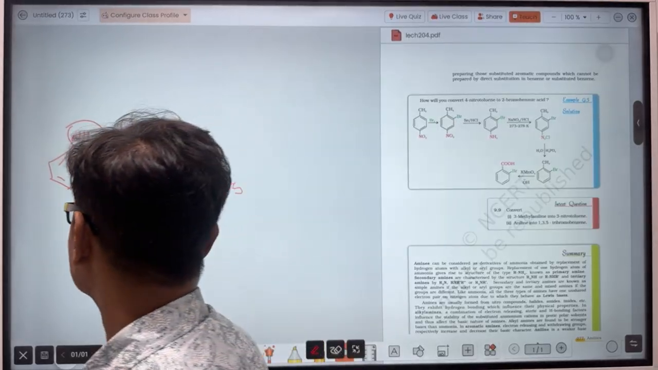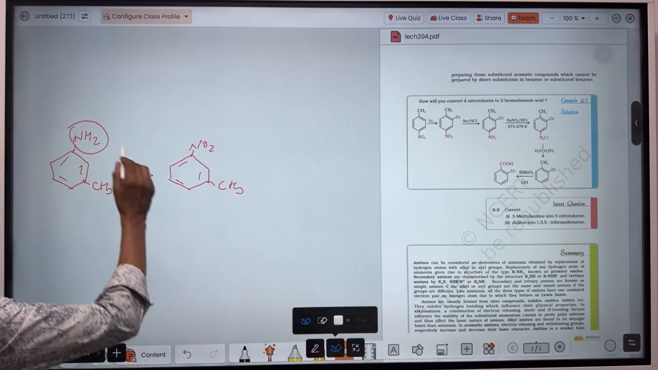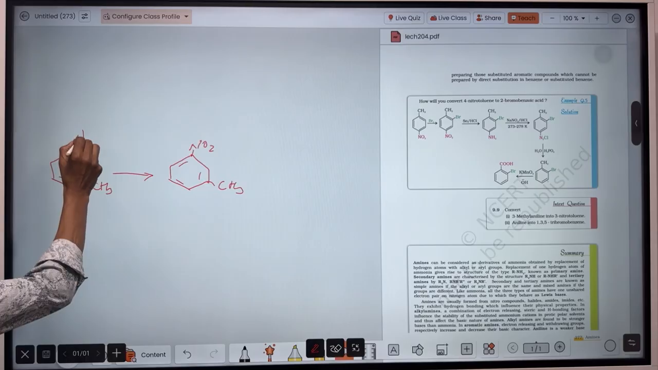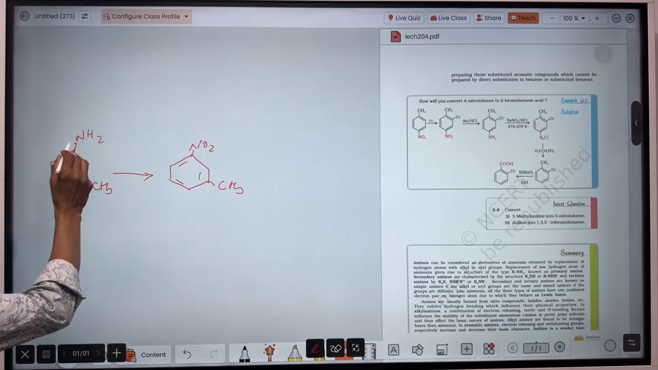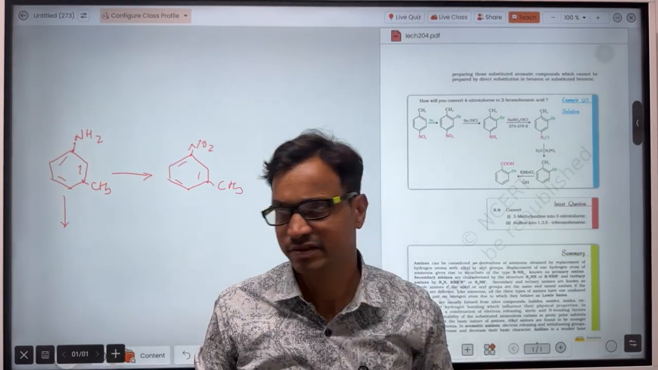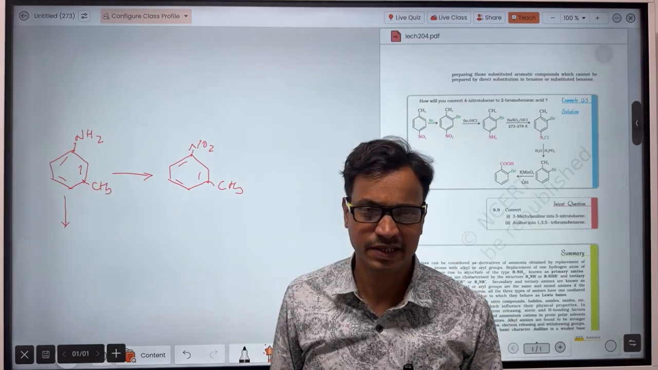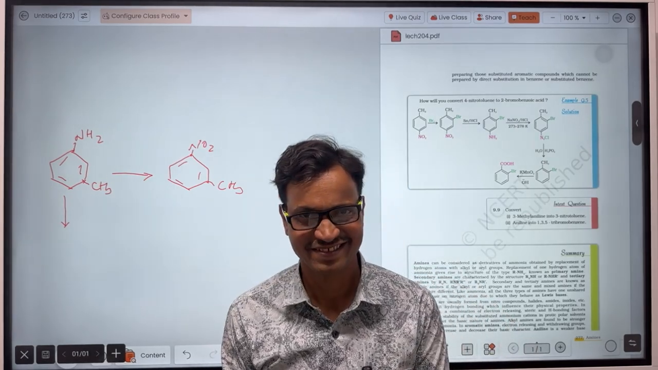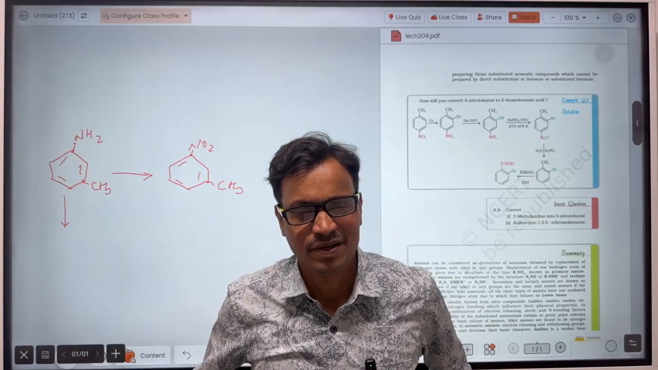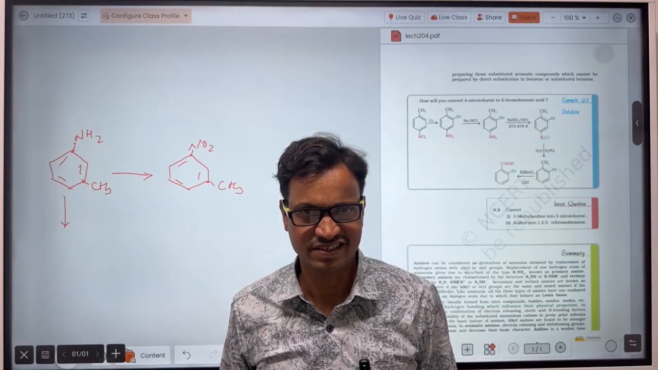So let's see how to do this compound here, 3-methyl aniline. It will be the same here. Firstly you will have to convert it to a diazonium salt. You react with your aniline. You can convert the aniline very easily into a diazonium salt by reacting with HNO2, which will form by reacting NaNO2 with conc HCl.